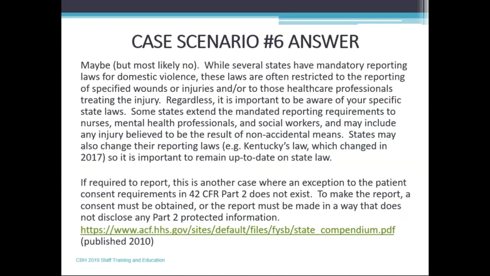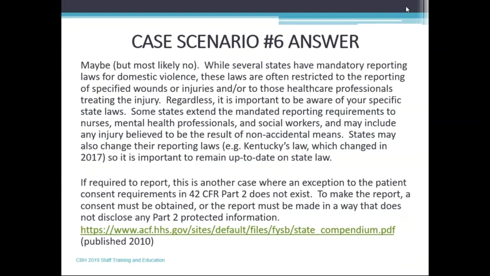This is a link that tells you a little bit about each state's requirements on domestic violence. I do want to note, however, that it was published in 2010. So again, there could have been changes since that time, so just take that with a grain of salt. You know, Kentucky again changed in 2017, so it may not be completely up to date, but it might give you a sense of what your state says about domestic violence reporting. So I'll pass it back over to Michelle.